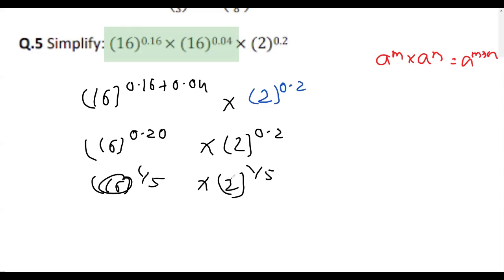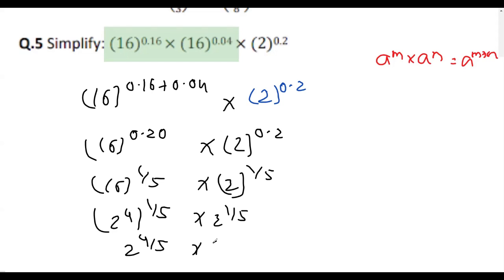Now check here, we have different bases, but I can write 16 as a power of 2, that is 2 raised to the power 4, that multiplied by 1/5, into 2 raised to the power 1/5. Further, you can multiply this and write this as 4 over 5 and this as 2 raised to the power 1 over 5.